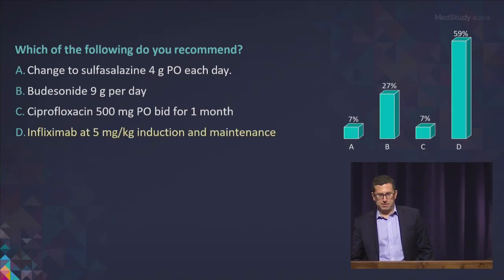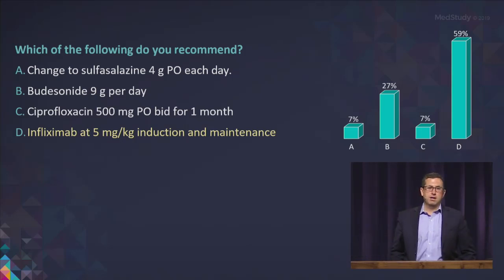All right, great. Most people got this. I could see why some people might say budesonide. The best choice, though, would be infliximab because the patient's very sick. The albumin's low, the CRP is high, there's active ulceration in the colon.